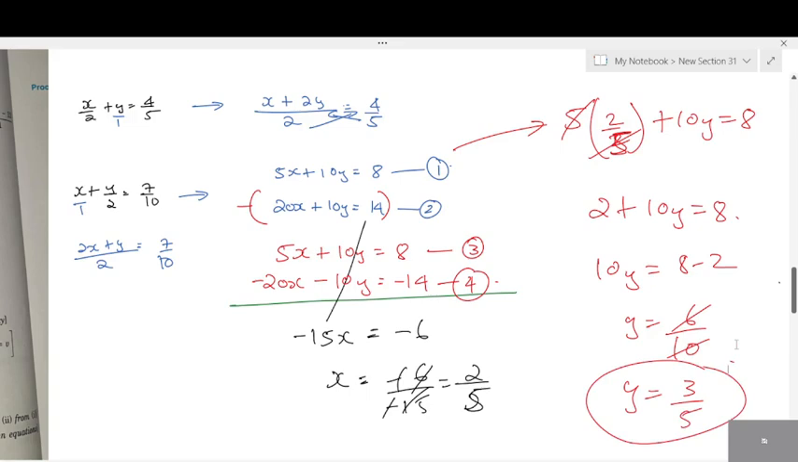X and y. What did they do today? What did they do in class? Did they finish simultaneous linear equations? Good. Okay.